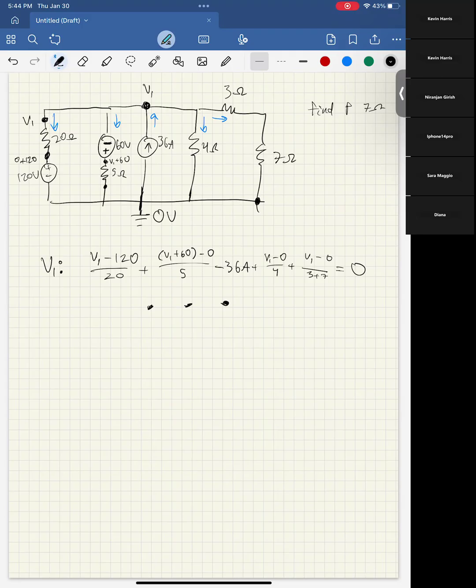By the way, if you ever want to check your answer, you're going to solve the equation. You only have one unknown and one equation. It's just V1. You solve this, you get V1 equals 50 volts. If you want to check it, just plug it back into this equation. You should add everything up and it should get 0.